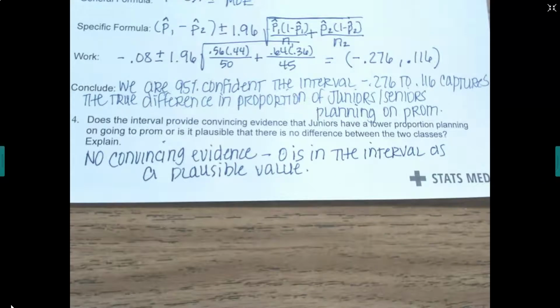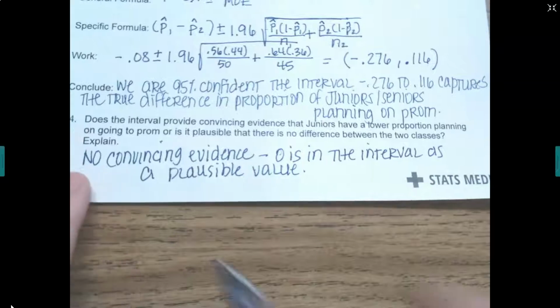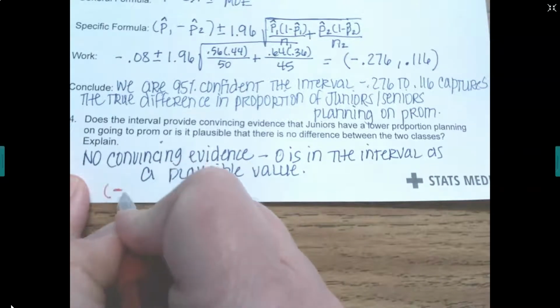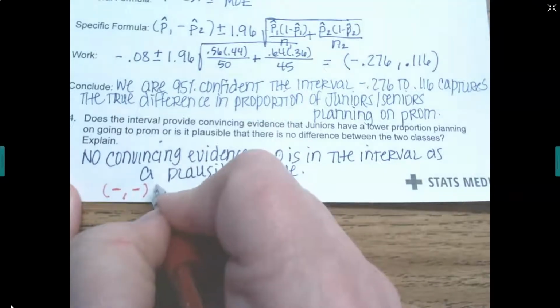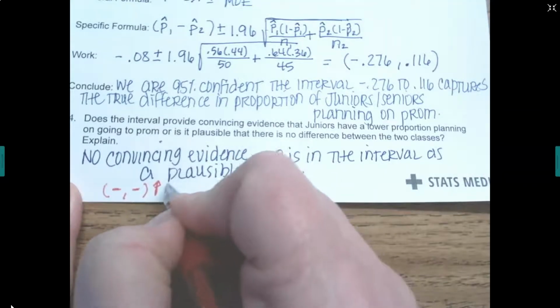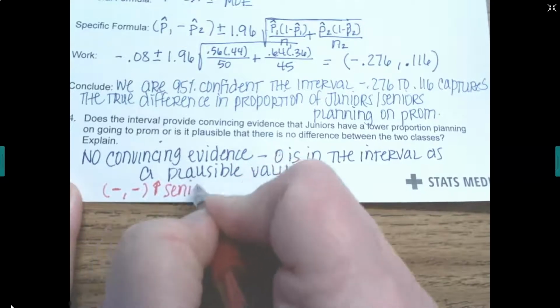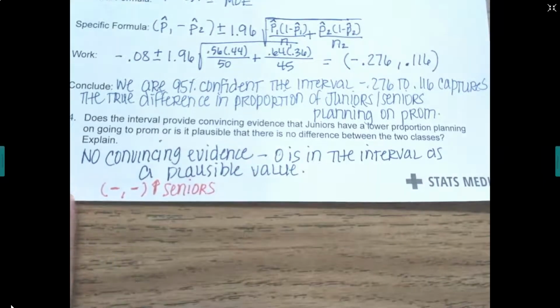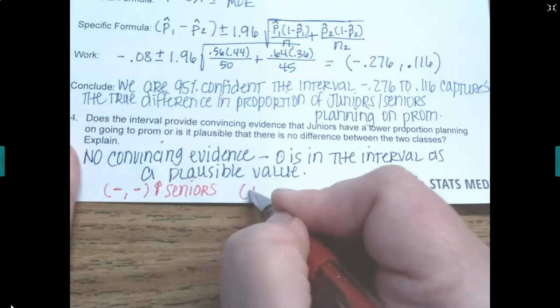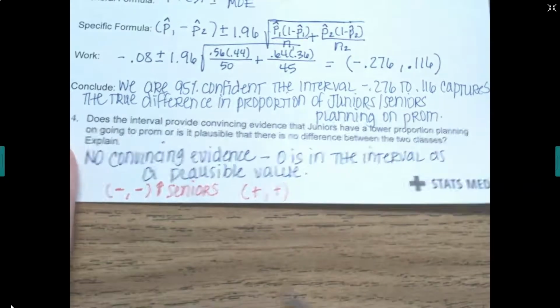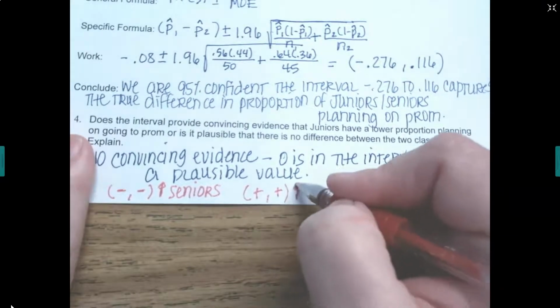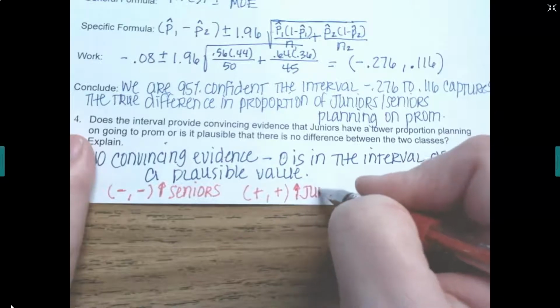All right, so if we had done this and we had gotten two negative numbers, so if our interval had been a negative number to a negative number, that would have meant there was a higher proportion of seniors going, because it was juniors minus seniors, so negative numbers meant the seniors were bigger. If we had gotten a positive number and a positive number in our interval, that would have meant there was a higher proportion of juniors attending prom.